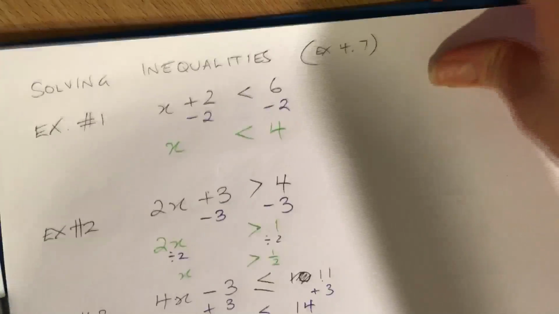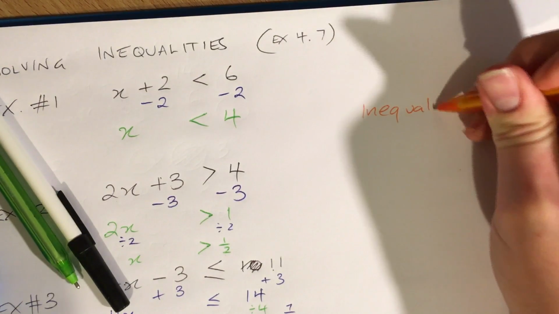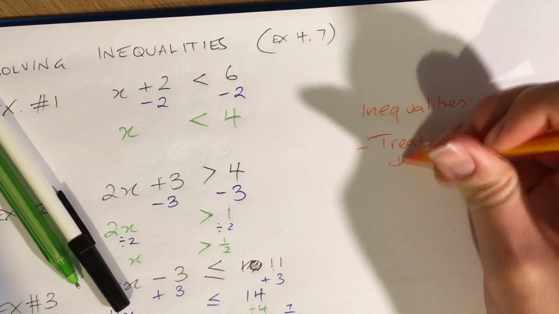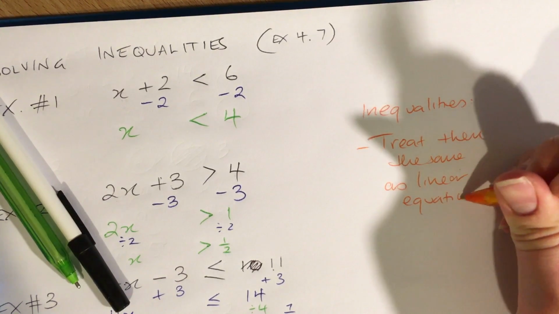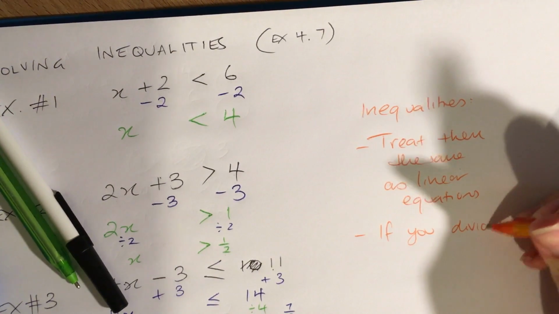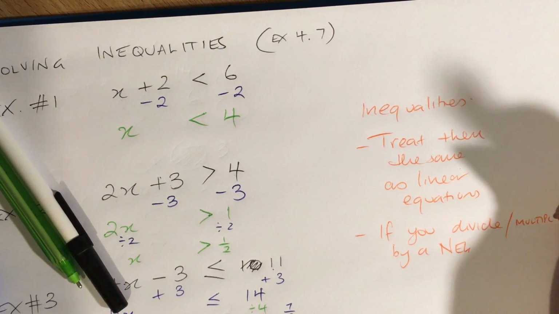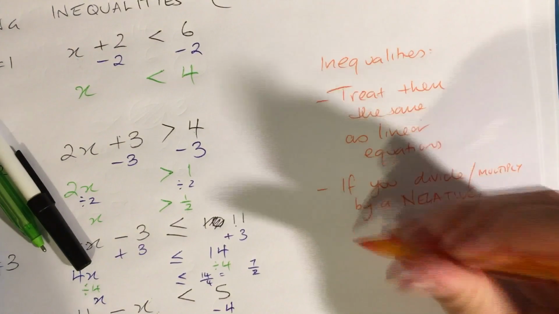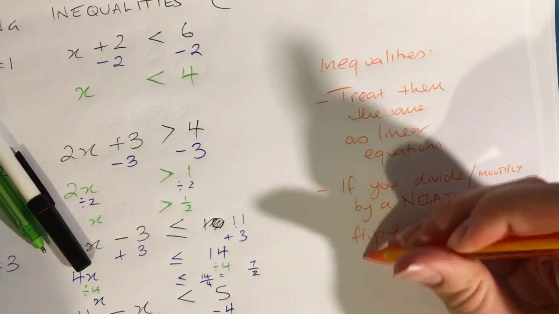So, in summary, treat inequalities the same as linear equations. If you divide by a negative, or I have to say multiply as well, because they are one and the same, if you divide or multiply by a negative, flip the less than, greater than sign.